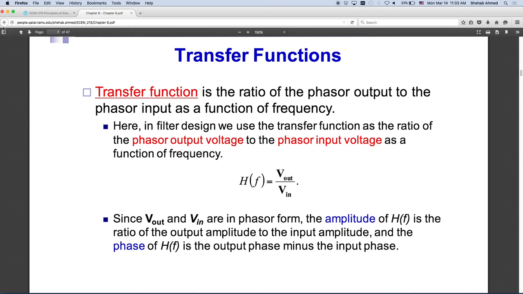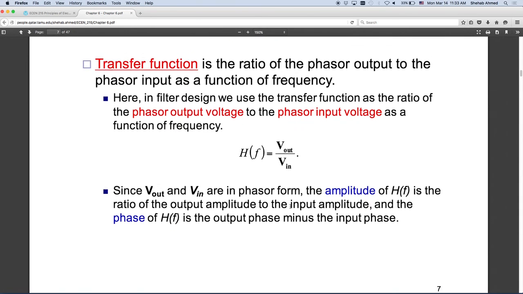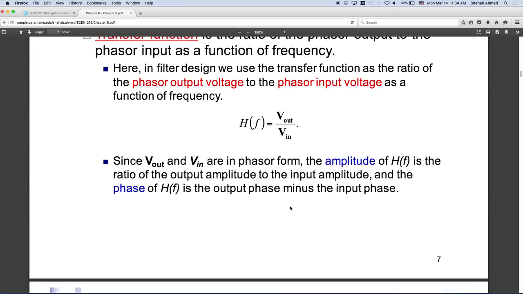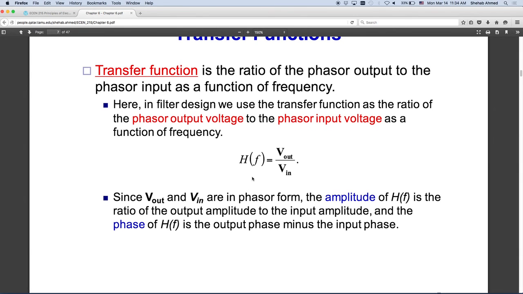Anyway, so it's the ratio of the output over the input in this case. For an electrical circuit, it's easy. It's either voltage or current, right? And in this case, the output and the input are in phasor form, and since they're in phasor form, they are complex quantities. So this transfer function will also be a complex quantity.